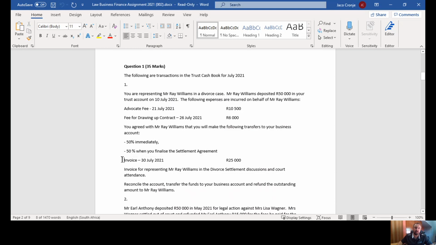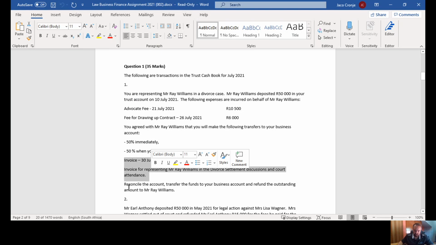Okay, then we've got an invoice on the 30th of July for 25,000 Rand. This invoice is for representing Mr. Williams in a divorce settlement discussion and court attendance. So just to make it clear, this 50% is linked to that fee. This 50% is not applicable to this invoice. This invoice, the further detail is given below it.